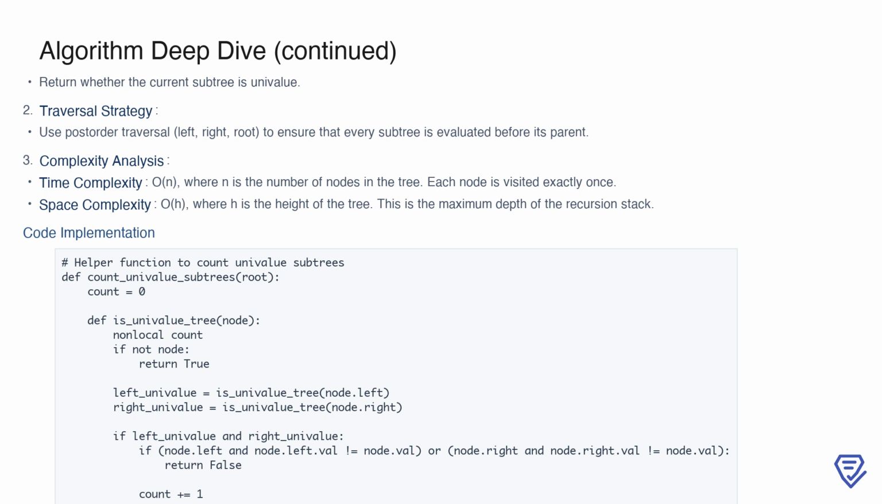To ensure correctness and efficiency, post-order traversal is used. This traversal strategy processes the left and right subtrees before evaluating the current node, ensuring that every smaller subtree is validated before its parent.